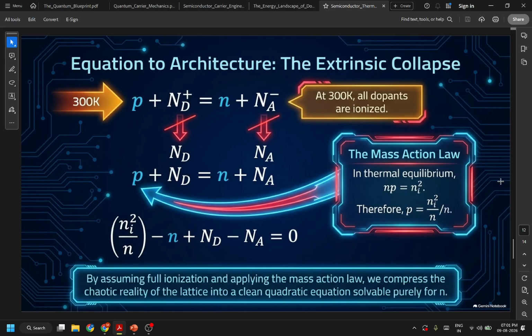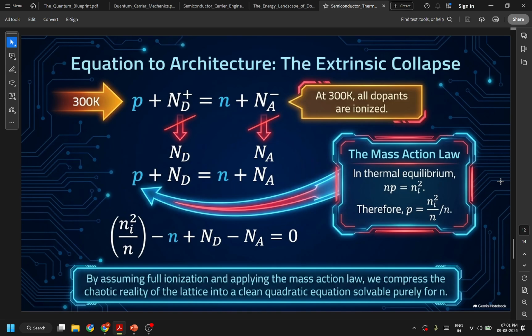So at 300K, all dopants are ionized. So we can write Nd plus as Nd and Na minus as Na. So it becomes p plus Nd equals n plus Na. And now we have the mass action law, which gives at thermal equilibrium np equals ni square, that is p equals ni square by n, which we substitute here, we get ni square by n minus Nd minus n plus Nd minus Na equals 0.